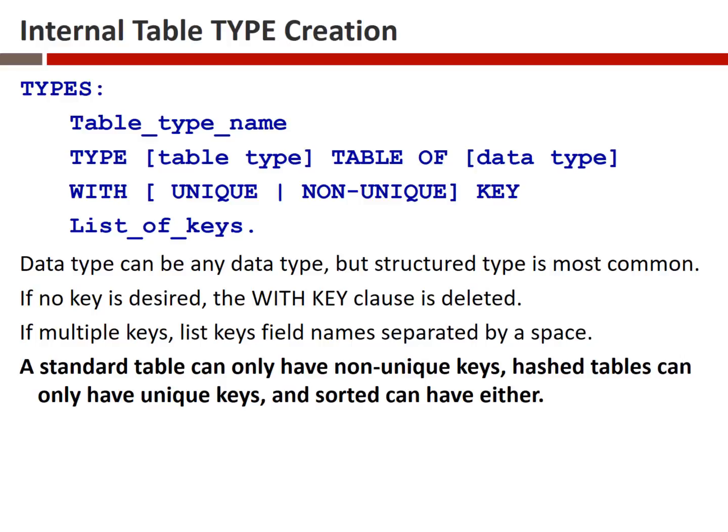A standard table can only have non-unique keys, hash tables can only have unique keys, and sorted tables can actually have either. So you could have a sorted table based on unique keys, you could have a sorted table based on non-unique keys. For example, the table that we could create based on the handout that I gave you, we could have multiple Robert Johnsons. No problem with that. And in fact, if this is a customer table and we want to sort it by username in that fashion, that would not be that unusual.